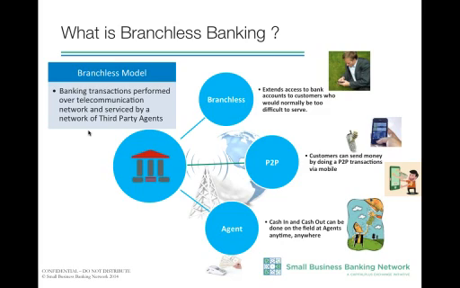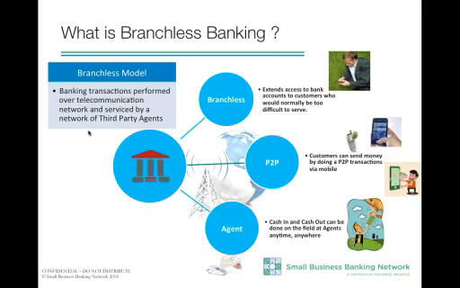Now, the way I look at branchless banking from an IT perspective is that it's another delivery channel. It's like providing internet banking or debit and credit cards or ATMs. But the difference here is that it's provided via the mobile phone in most cases. Mobile phones give us access to clients in remote locations as well as locations where we don't have branches.